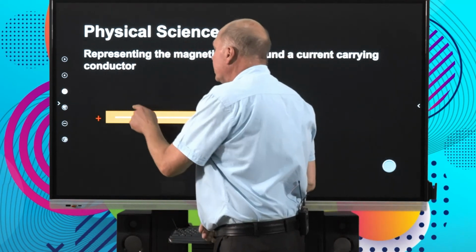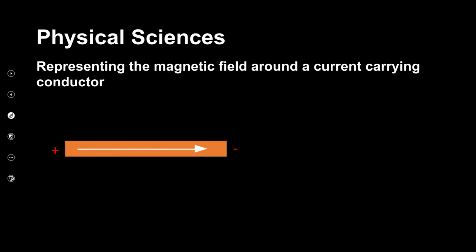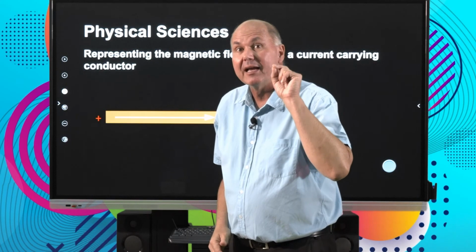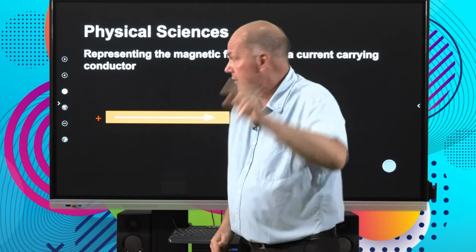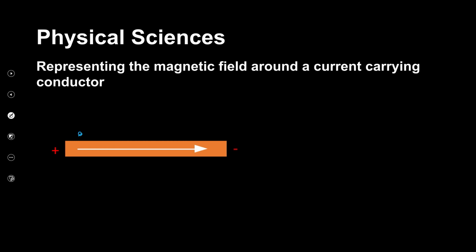And so we would need to put over here a representation of something coming out. What will that be? A cross or a dot? You've got it. It's a little dot. So we're going to say there are the dots, and these dots are going to be close together because it's representing a strong magnetic field.